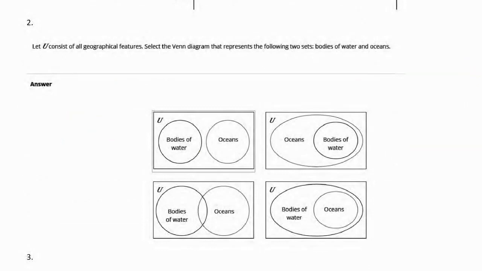For number 2, we're asked to look at this and then pick out which set of Venn diagrams represents this. So the universe consists of all geographical features. Then which Venn diagram represents the two sets? Bodies of water and then oceans. Well, which would be the larger? Bodies of water, oceans? And I believe the answer would be bodies of water, because that would contain oceans.